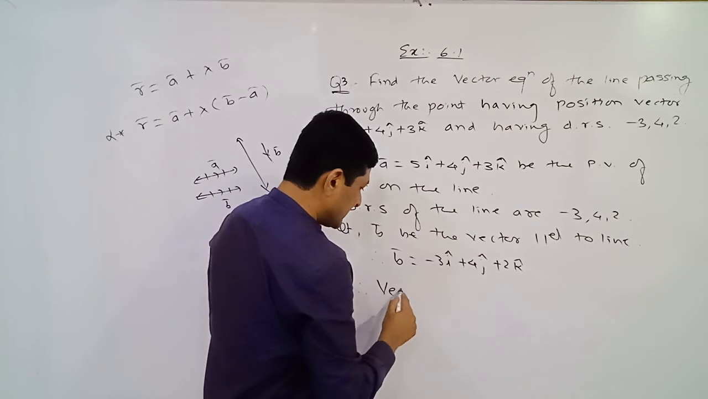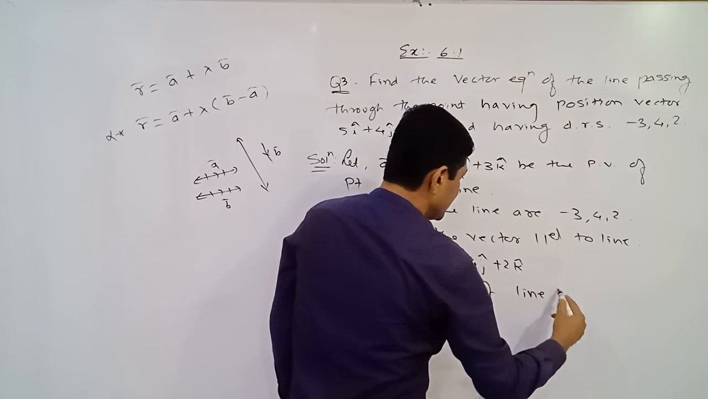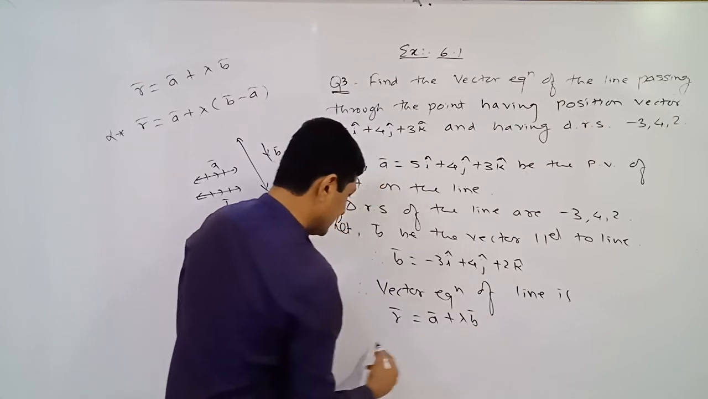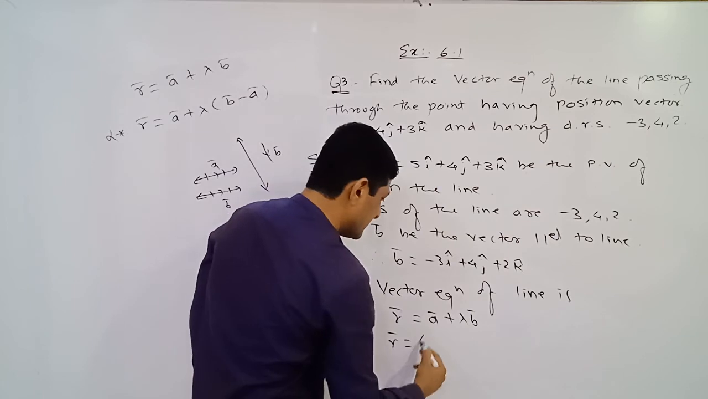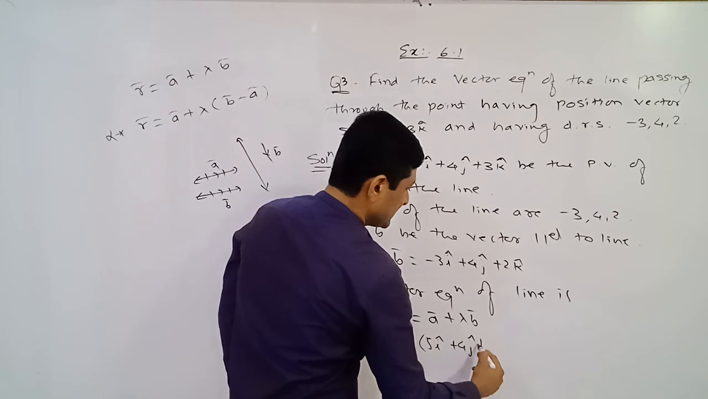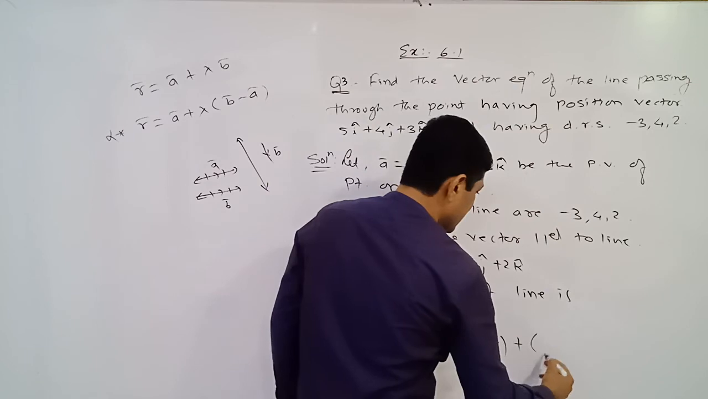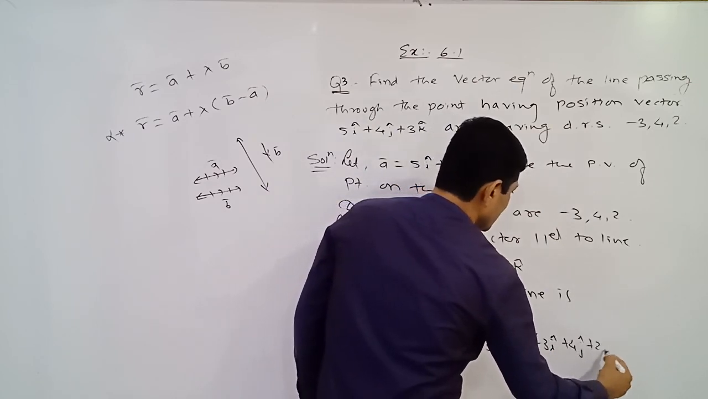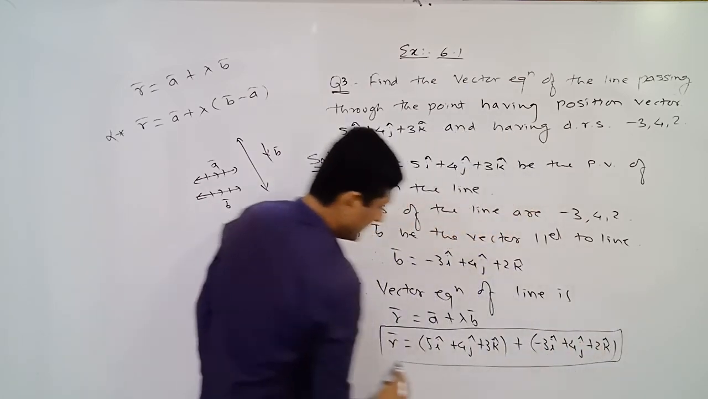So the vector equation of the line, what is the formula? r bar is equal to a bar plus lambda b bar. So we get r bar is equal to, replacing a bar by its value, what is the value of a bar? 5i cap plus 4j cap plus 3k cap plus lambda b bar. What is the value of b bar? Minus 3i cap plus 4j cap plus 2k cap. In this way we have got the required equation of the line.